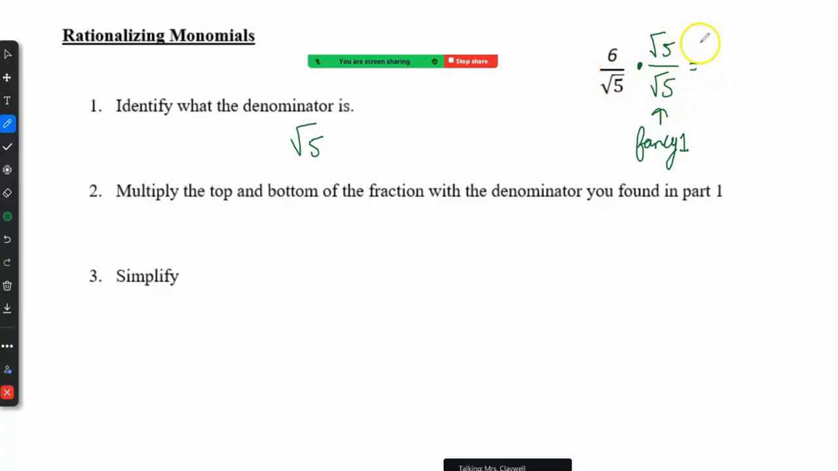You think of it as this becomes 6 square root of 5. Square root of 5 times square root of 5 is 25. Or you can just think of it as the square roots go away and it's 5 on the inside now. So my fancy one, wherever the denominator is, I want to multiply the numerator and the denominator by that.